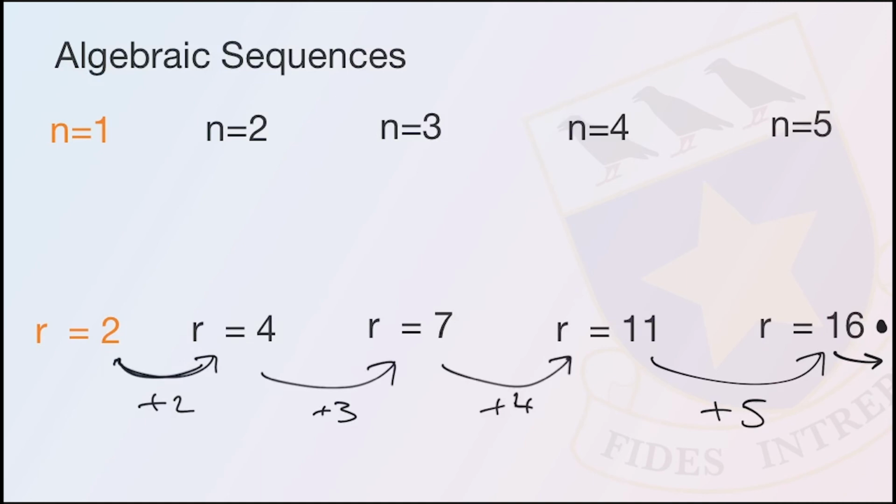Instead of r equals 2, r equals 4, I'm going to subtract 1 from each of these numbers. So r minus 1 is equal to 1. r minus 1 is equal to 3. r minus 1 is equal to 6.